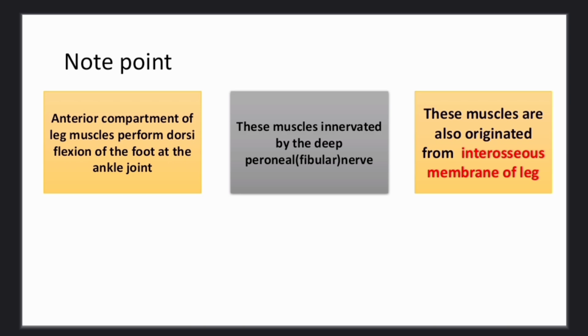Okay, so third point is common origin. So although these muscles have different origins, they all share one common attachment point, that is the interosseous membrane of the leg. So therefore, if you remember the interosseous membrane, you can recall an important origin point for all the anterior compartment muscles. So you can write at least the interosseous membrane of the leg as an origin point for all these muscles. So this completes our discussion on the anterior compartment of the leg.